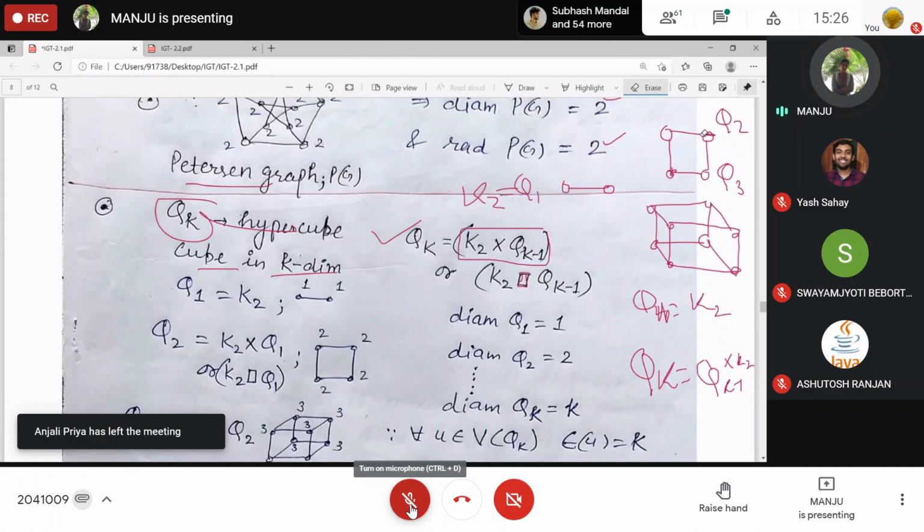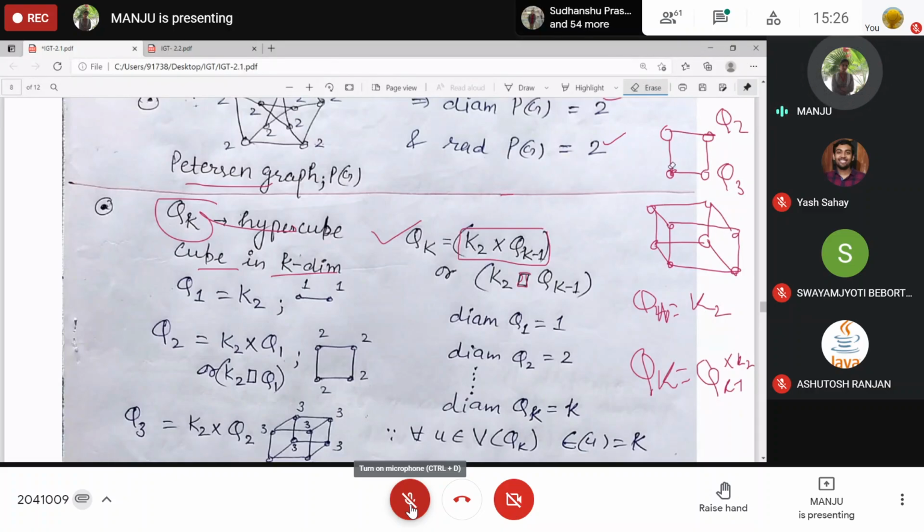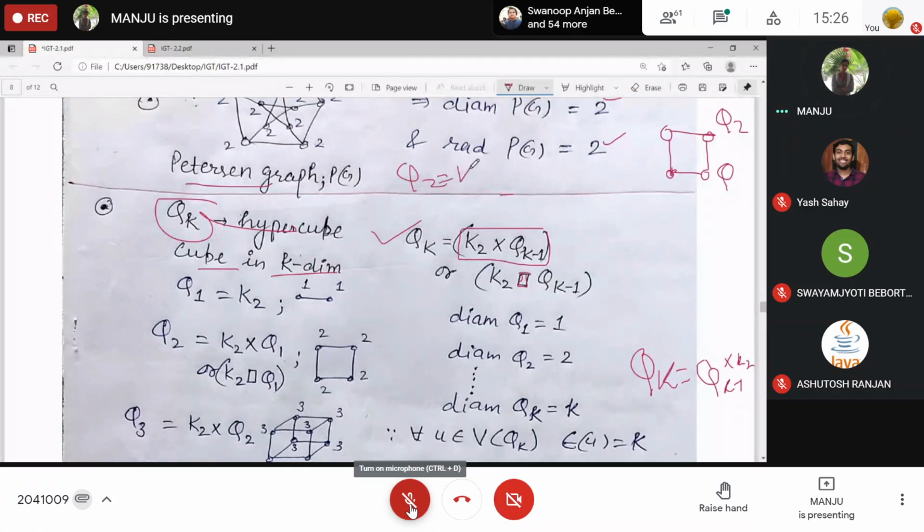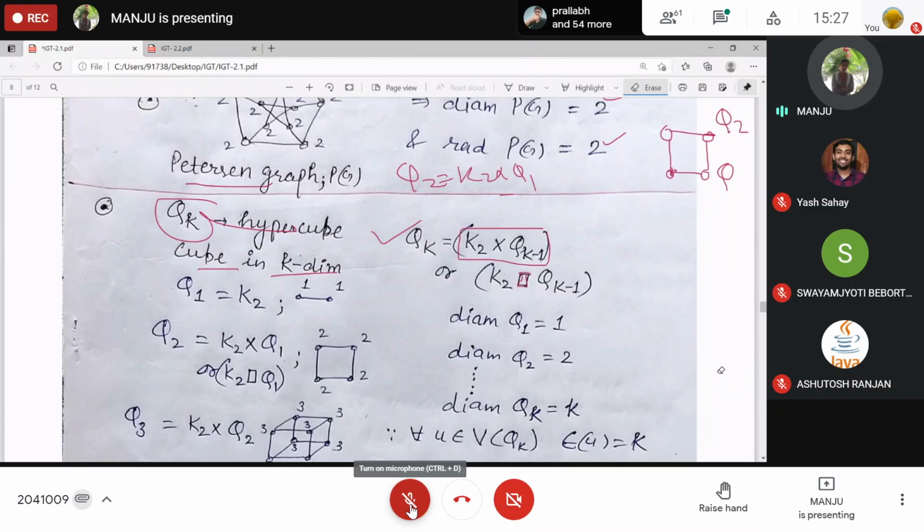So how do you find Q2 by using Q1? Q1, that is K2 only, right? So how do you find this square part? By using K2. Q2 will be what? K2 into Q1, right? Clear? K2 into Q1 or Q1 into K2, anything. And how do we multiply it? So let me explain how we are multiplying. After multiplying, this is K2, again Q1 is again K2.